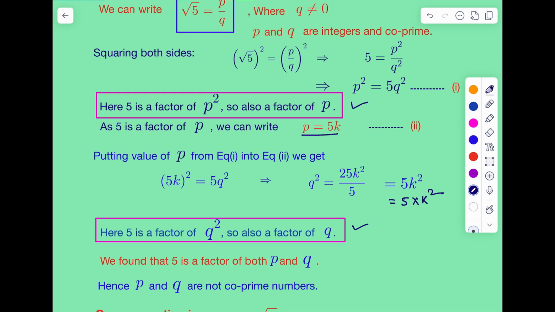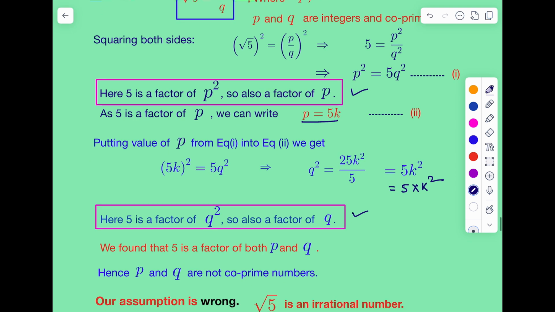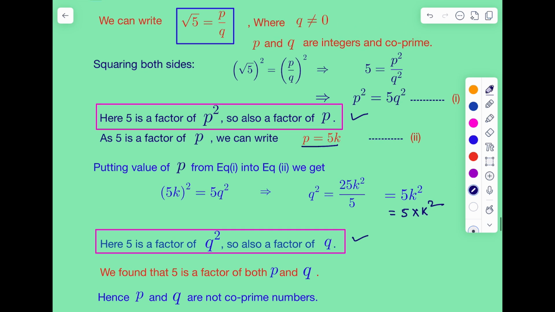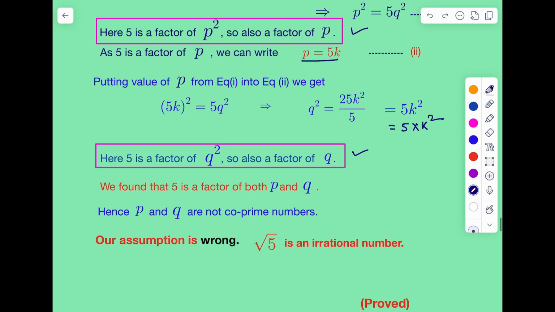So we find that 5 is a factor of both p and q, hence p and q are not co-primes. But we assumed they are co-primes. If they are not co-primes, then it is not a rational number. Root 5 is not a rational number, our assumption is wrong. So root 5 is an irrational number. In this way we have to write.